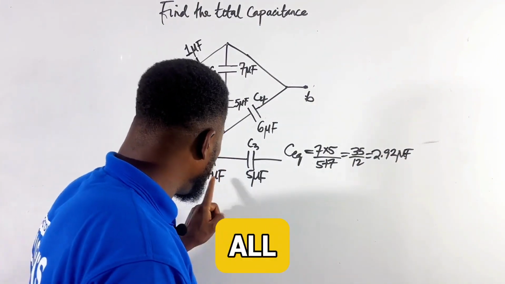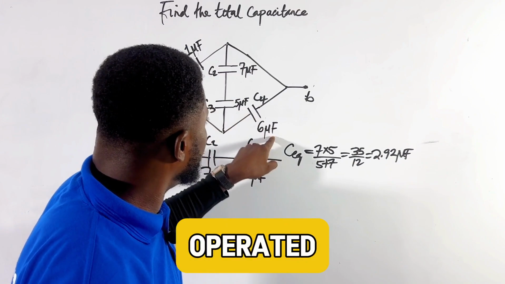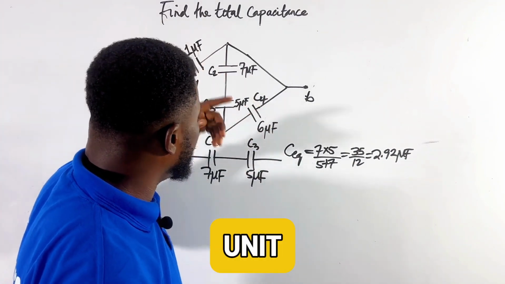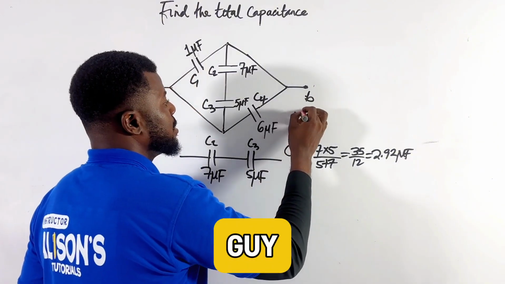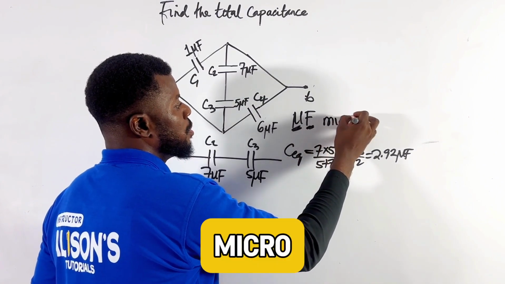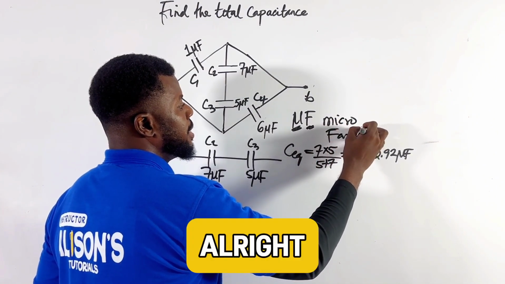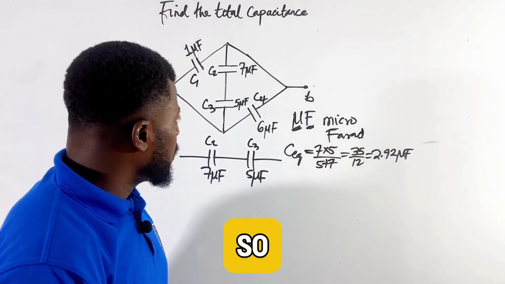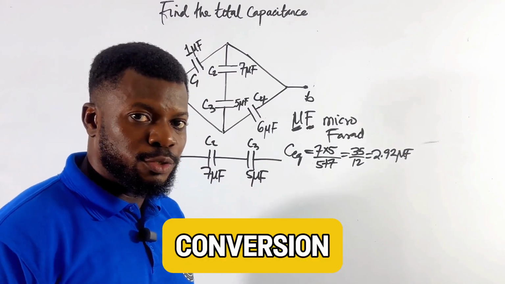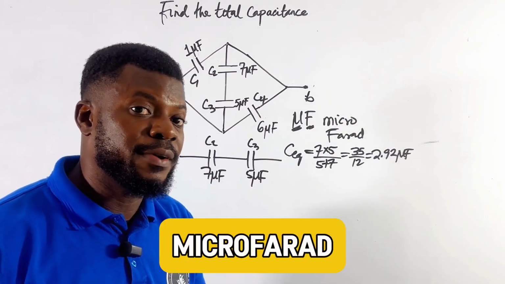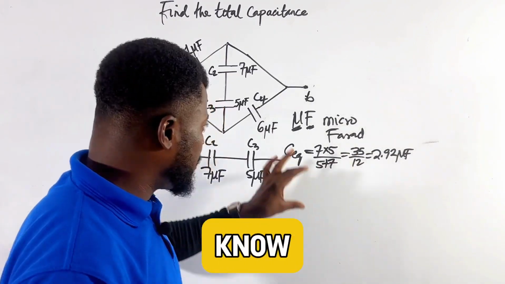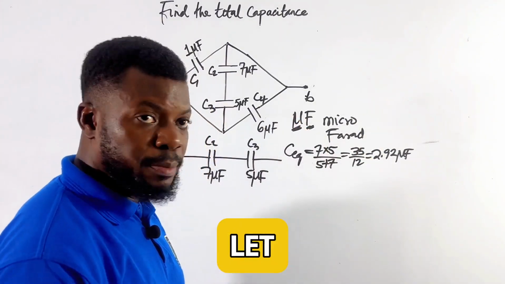Now, keep in mind that all these are operating on the same unit, microfarad. This symbol stands for micro, and this is farad, microfarad. So since they are all in microfarad, there's no point in doing any form of conversion. Just leave it. Your final answer will also be in microfarad. This is the way I would have done it, but a lot of students don't know the particular formula I applied. Let me show you real quick.